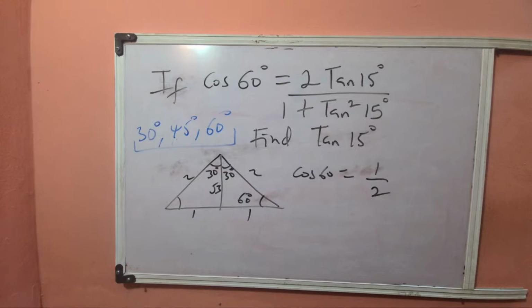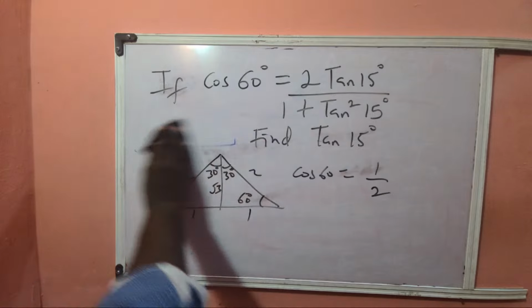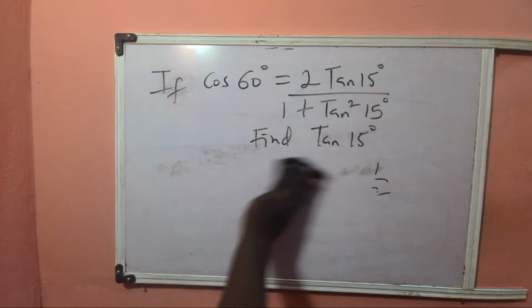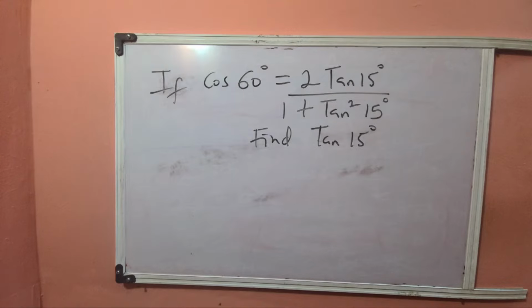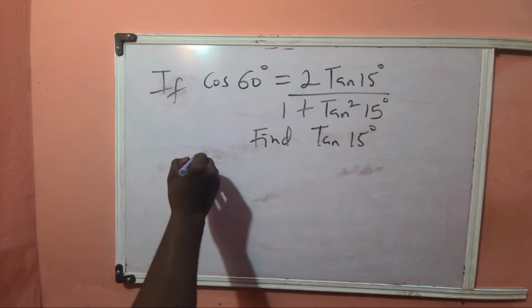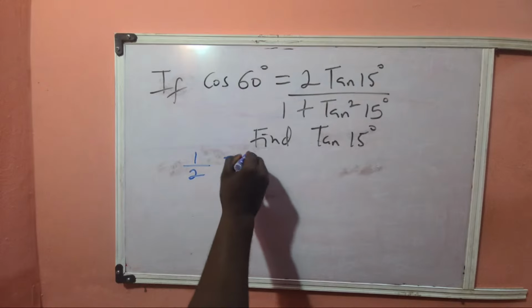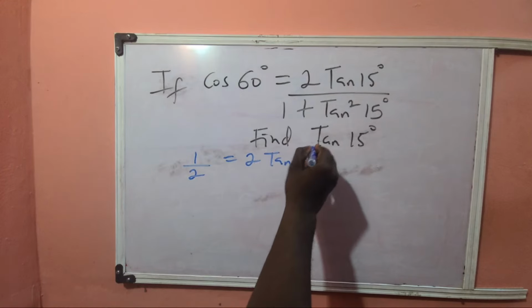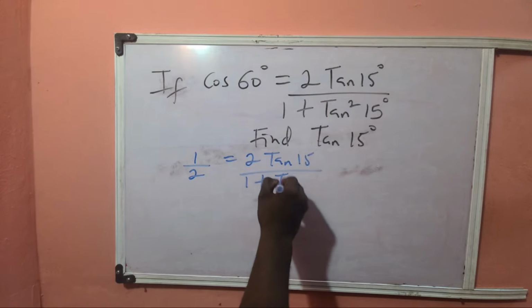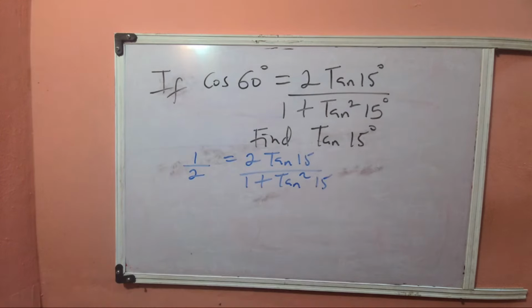So I can replace cos 60 degree with 1 over 2. All right, I'm sure nobody finds that difficult to understand. So wherever I see cos 60 degree now, I'm going to be replacing it as 1 over 2. So I can say I have 1 over 2 equals 2 tan 15 degree over 1 plus tan square 15. All right. Now, looking at what we have here, what's the next step to take?